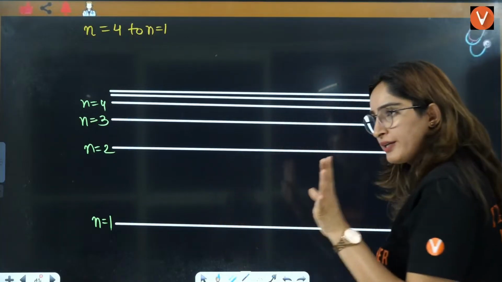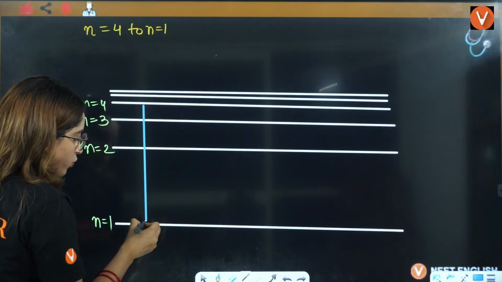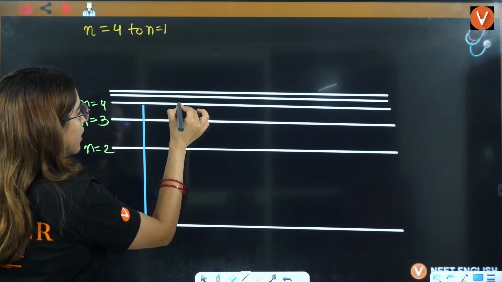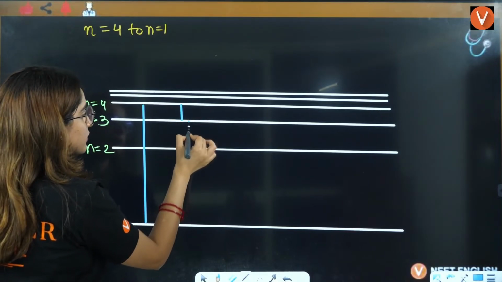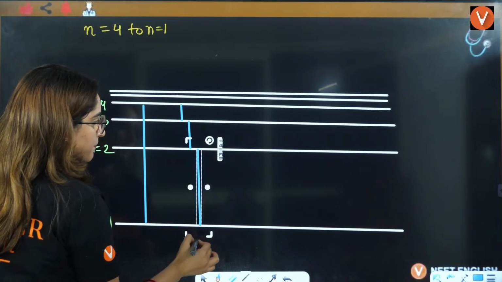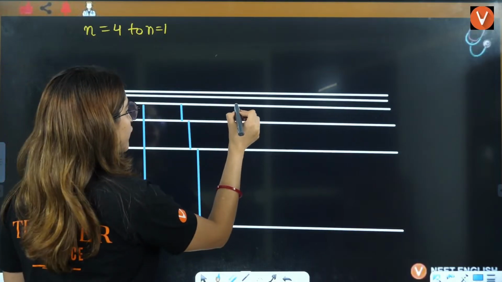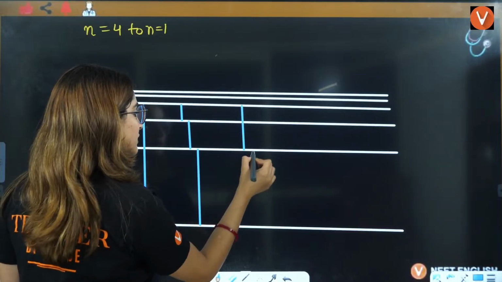So I'll do it this way. One possibility is it can directly jump from 4 to 1. Another possibility is it will go from 4 to firstly 3, then 3 to 2, then 2 to 1. Okay? This is another possibility. Another possibility is it will go from 4 to firstly 2, then 2 to 1.